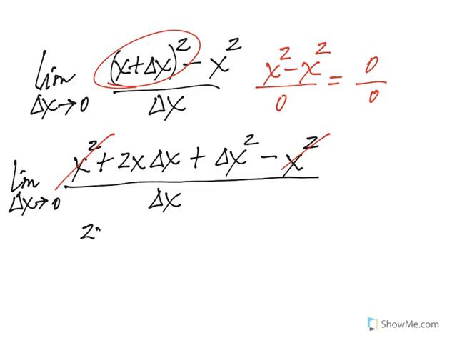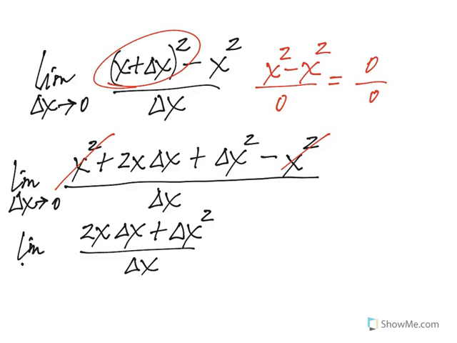So now I've got (2x delta x plus delta x squared) all over delta x, taking the limit as delta x goes to 0. Now if I plug in 0 for delta x, I get 0 on top and 0 on the bottom, so it is still indeterminate. So now what we want to do is try to factor and cancel.